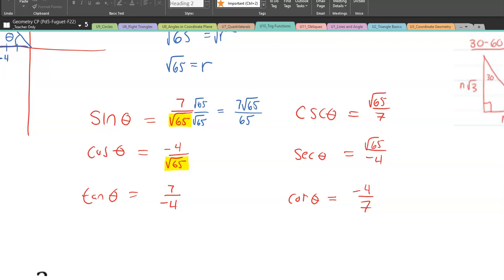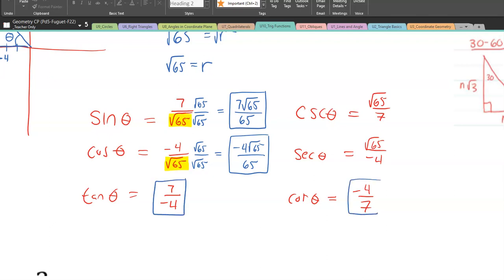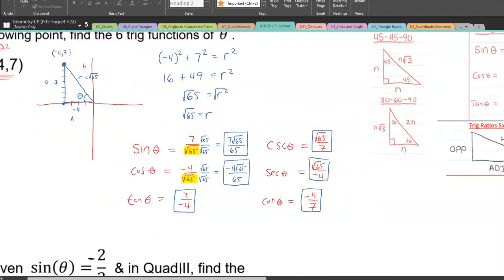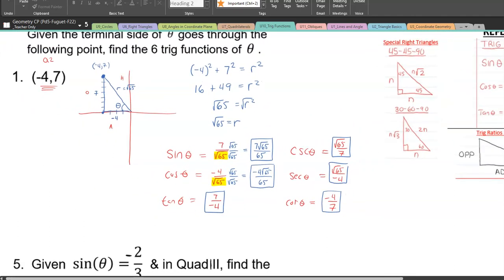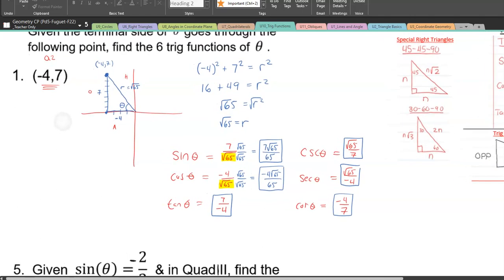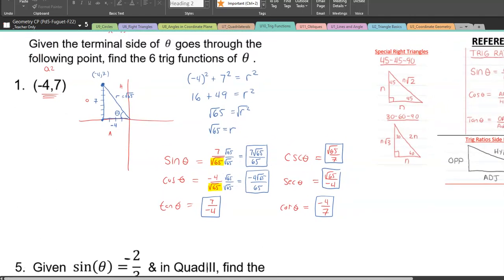And then for cosine, we're also going to need to do this because there's a radical in the denominator here as well. And that's going to give me -4 root 65 over 65. 4 and 65 don't go into each other, just like 7 and 65 don't. So those are just going to simplify as is. And all of these other answers are going to be our final answers for the 6 trig ratios at -4, 7.